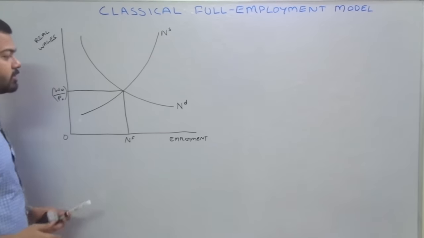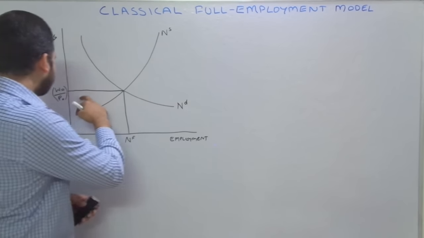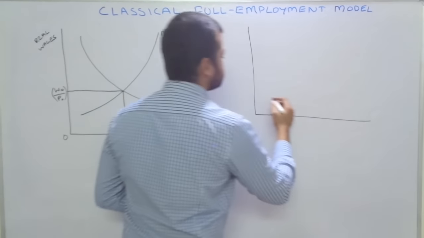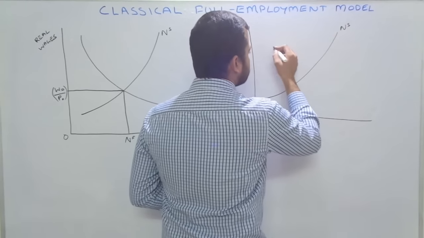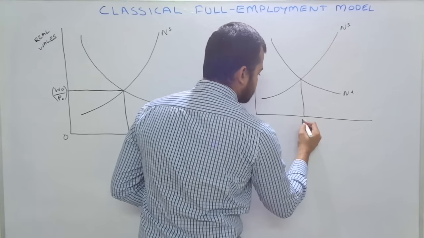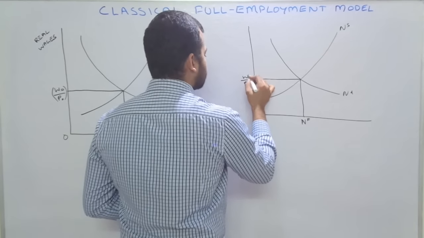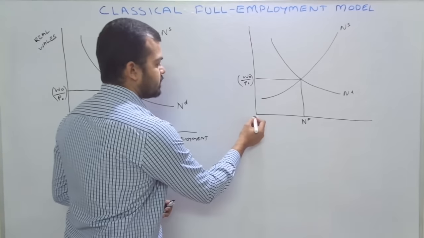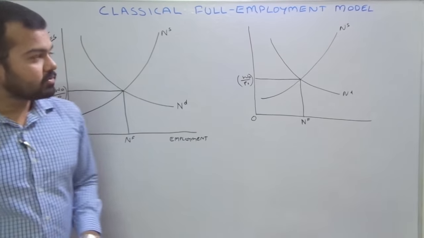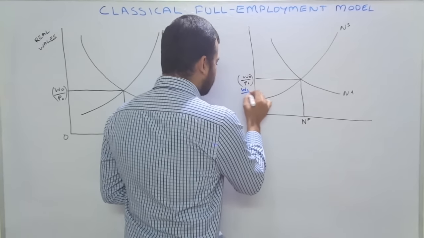Now this is the labor market equilibrium. It means demand for labor and the supply of labor. Now we consider that the real wage rate decreases. Suppose in the rough diagram, this is NS, this is ND, this is full employment labor, and this is the real wage rate, W0 upon P0. You have the same particulars, employment on the x-axis and real wage rate on the y-axis. Now we are using a different curve. Suppose the real wage reduced to W1 upon P1.